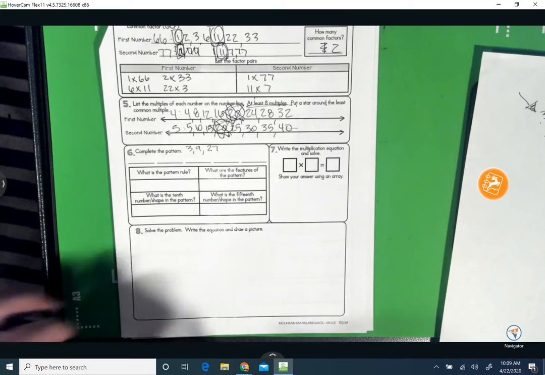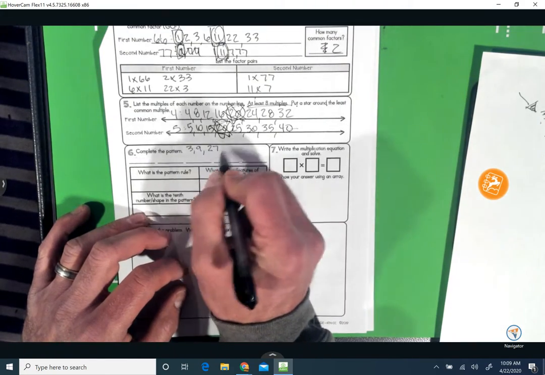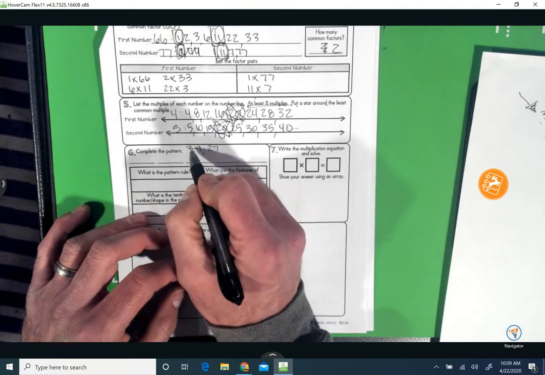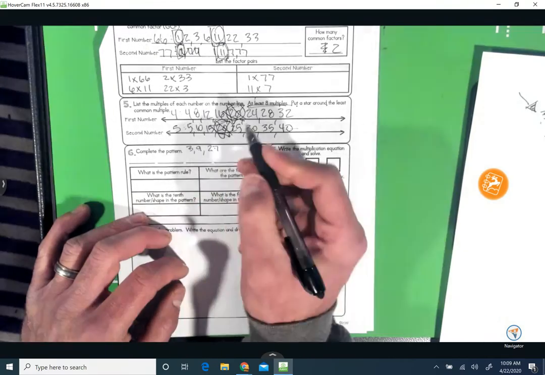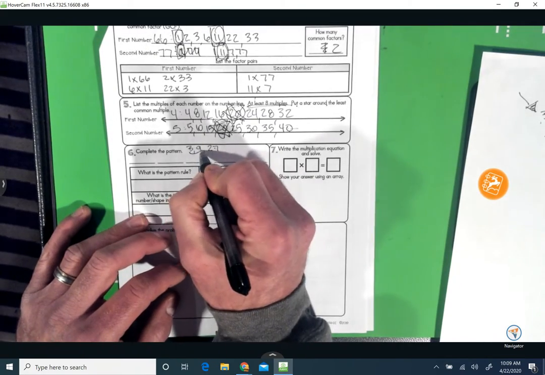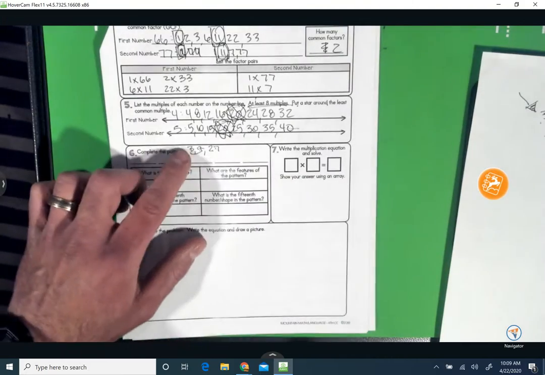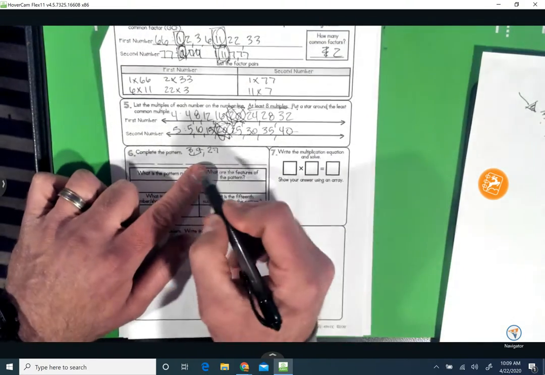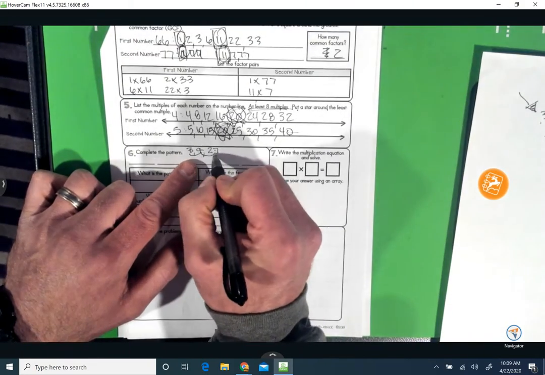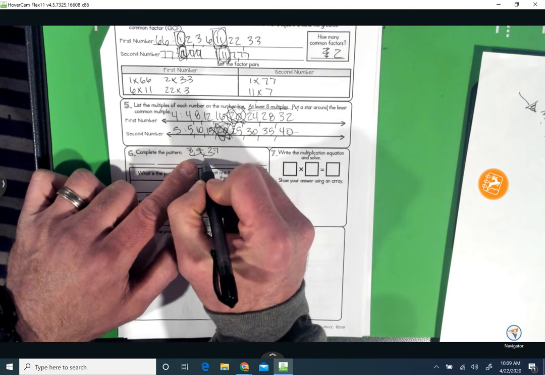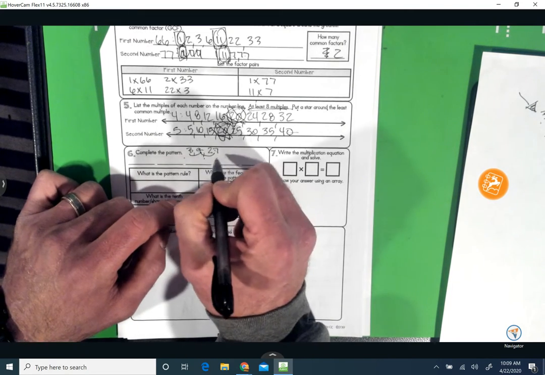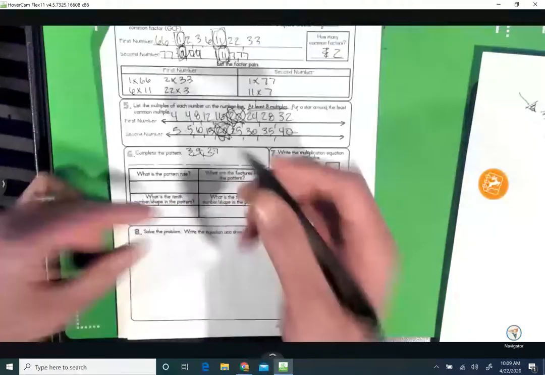Complete the pattern. Well, let's take a look at how these numbers change. We were given 3, then a 9, and a 27. What do we do to 3 to make 9? Well, we could add 6, but you got to ask yourself, what do you do to 9 to make 27? Do you add 6? So adding 6 cannot be the rule that we are looking at.